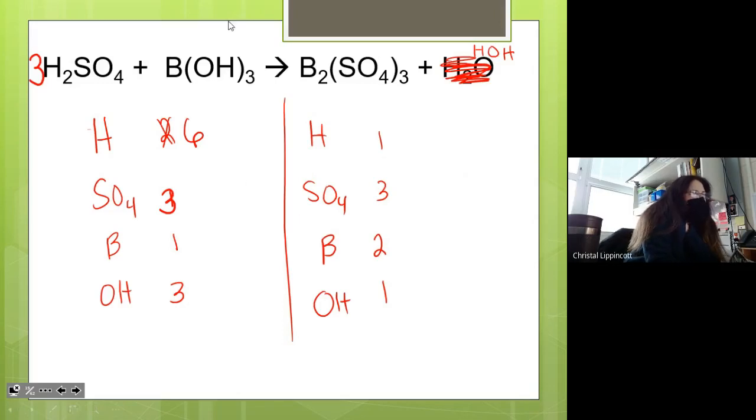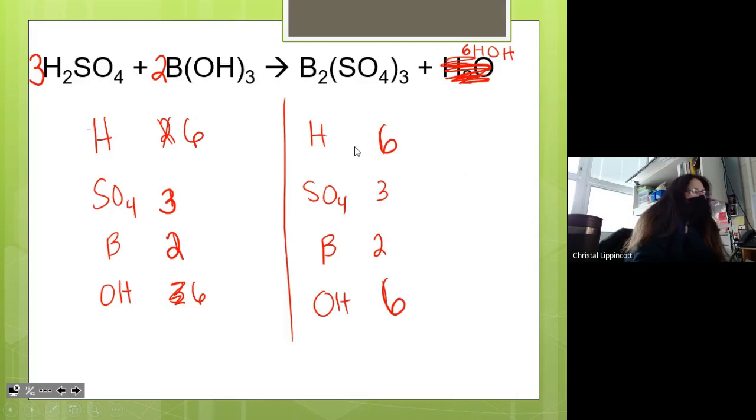Then I'm going to need 2 here to get my boron balanced. But that also affects my OH. That takes that to a 6. So now I've got these 2 taken care of. I need to get these 2 to a 6 each. So if I put a 6 here, then that's going to get me a 6 and a 6 here, and now I've got it balanced. Okay?